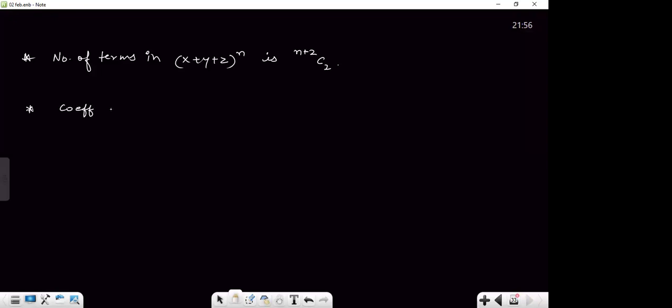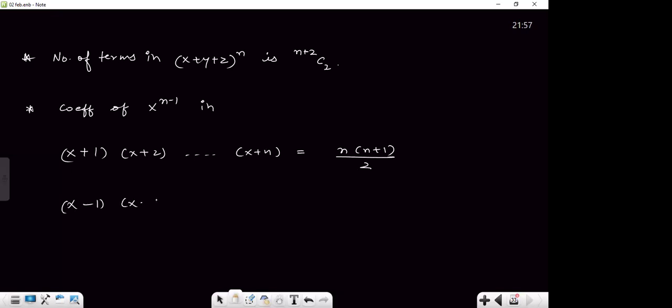Coefficient of x raised to n minus 1 in (x plus 1) into (x plus 2) and so on. This series is n into n plus 1 divided by 2. Mostly there is a question with x plus 1, x plus 2 till x plus 99. You can see in the previous year questions. x minus 99 still is given. n into n plus 1 divided by 2, same with a negative sign.